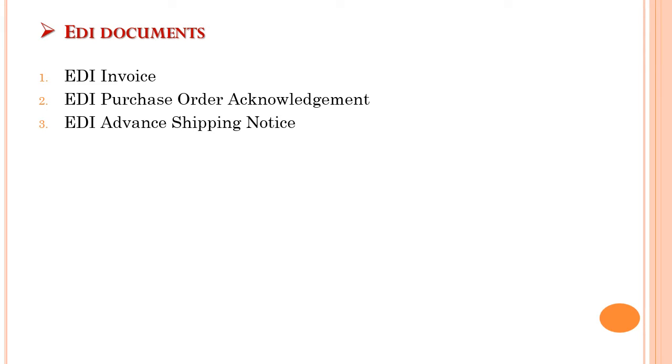Next document is EDI advance shipping notice. An advance shipping notice informs your customer that their order is shipping to them. This EDI document contains the specific details of their order, such as a list of items shipped with descriptions and quantities, packaging information, the estimated delivery date, carrier information and tracking numbers, etc.